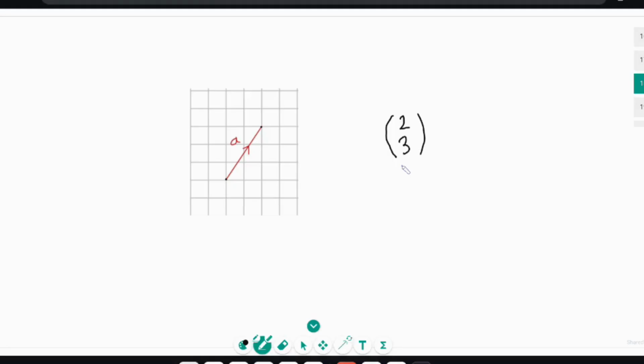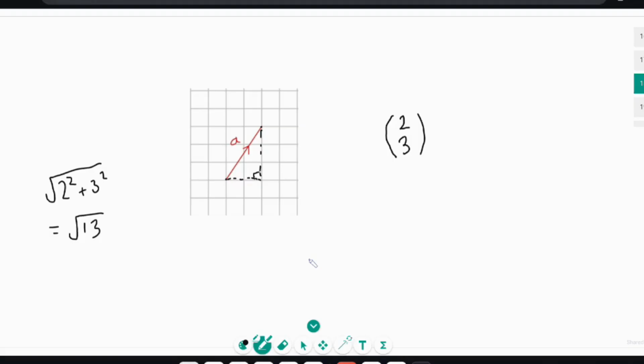Okay, let's have a look at the magnitude. Well, the magnitude of the vector is its length. So what's the length of this line? Well, we can use Pythagoras because we have a right angled triangle. So we're looking for the hypotenuse. So it's the square root of 2 squared plus 3 squared, which is the square root of 13. I will leave that in surd form.